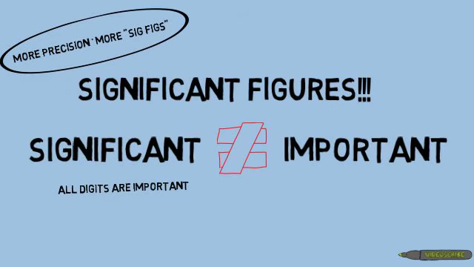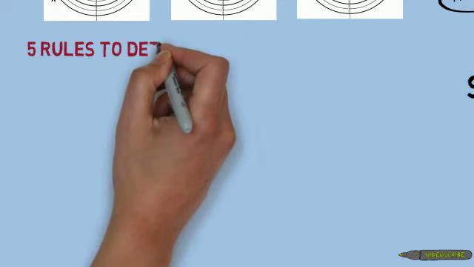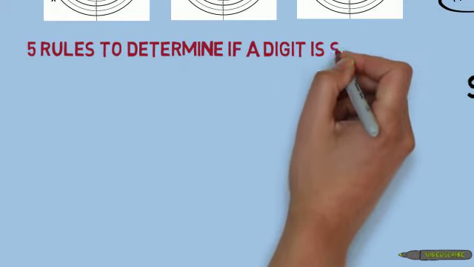It is important to note that just using more significant figures in our reports and our calculations does not make the measurement more precise. We can use the significant figures to show how precise the measurement was, but we can't work backwards. So what makes a digit in a number significant or not? There are 5 easy rules to determine if a digit is significant.